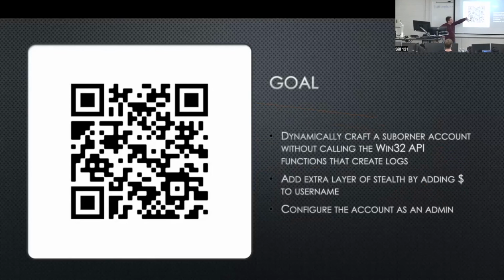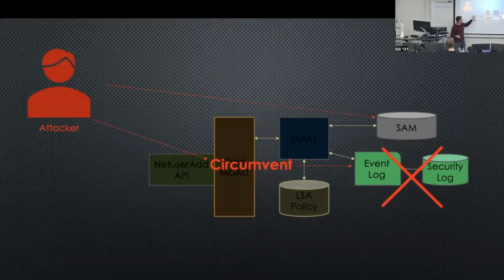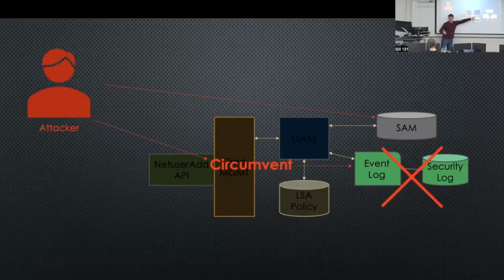Basically, the idea is that you dynamically craft a Severance account without calling the Win32 API that functions to create your logs, basically. So if you can do that, then you can go ahead and create this Severance account, and no one will know. Another thing he did is he actually created a Severance.exe program, and I should have attached a picture, but oh well. Basically, it does this step right here for you. It just does it all for you.